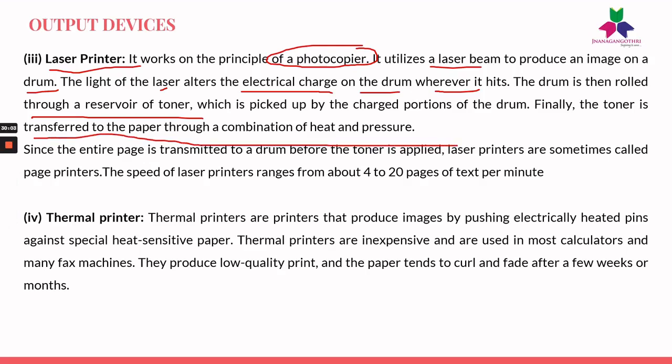Since the entire page is transmitted to a drum before the toner is applied, laser printers are sometimes called page printers as well. The speed of laser printers ranges from about 4 to 20 pages of text per minute.